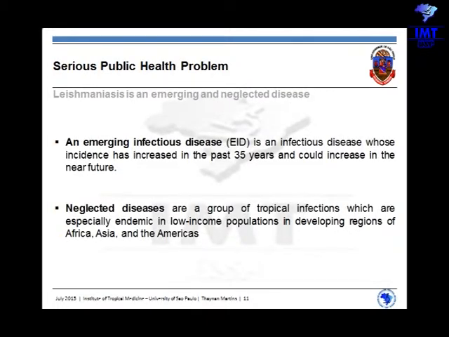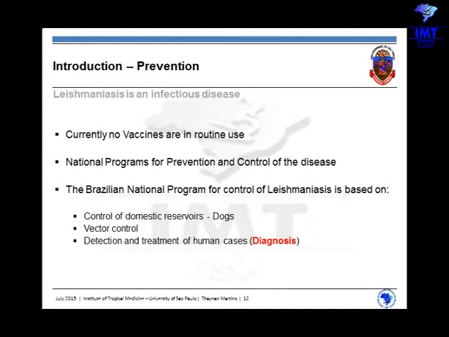So Leishmaniasis is a serious public health problem, because it's emerging. It's an infectious disease whose incidence has been increasing in the past 35 years and could increase more in the future. It's also a neglected disease because it belongs to a group of tropical infections that are endemic in low-income populations and in developing regions such as Africa, Asia, and the Americas. There are no cases yet detected in the USA, so you can be kind of tranquil.